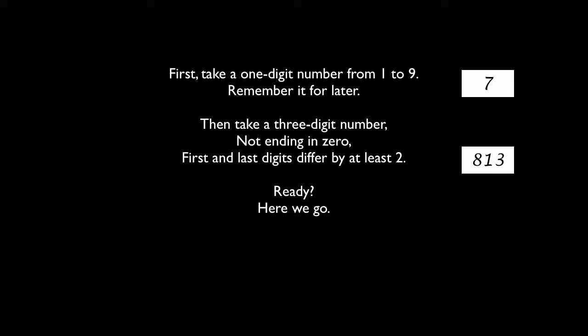First, take a one-digit number from 1 to 9. Remember it for later. Then take a 3-digit number, not ending in 0. First and last digits differ by at least 2. Ready? Here we go.